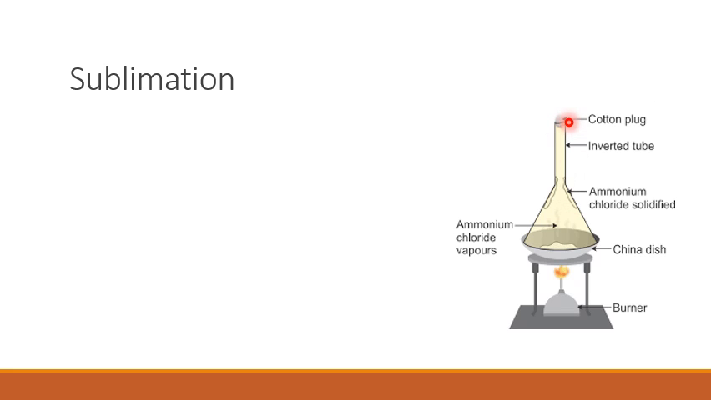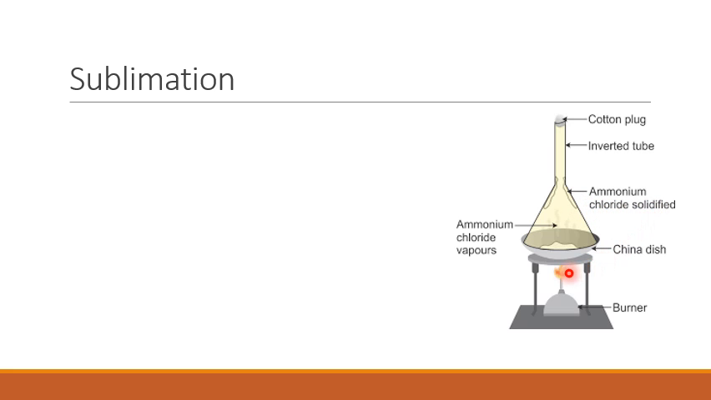Now this funnel is closed with the help of a cotton plug. So this helps us to prevent the ammonium chloride vapors from escaping. So the vapors would be present in this inverted tube only. Now as these vapors move up, the temperature reduces and hence the ammonium chloride gets deposited in this tube. So here we would get solid ammonium chloride.